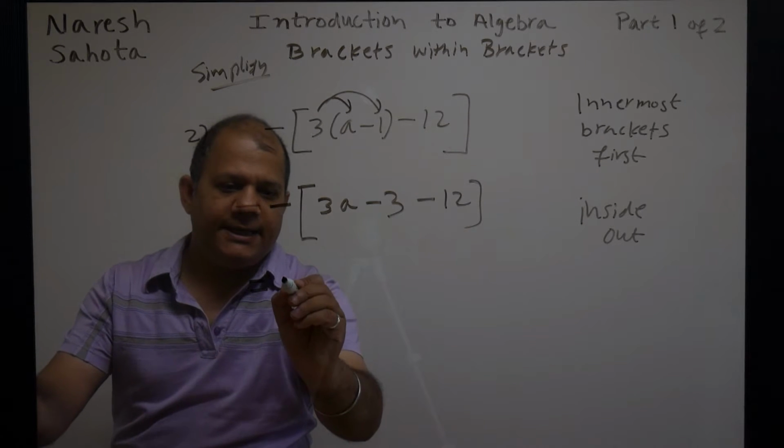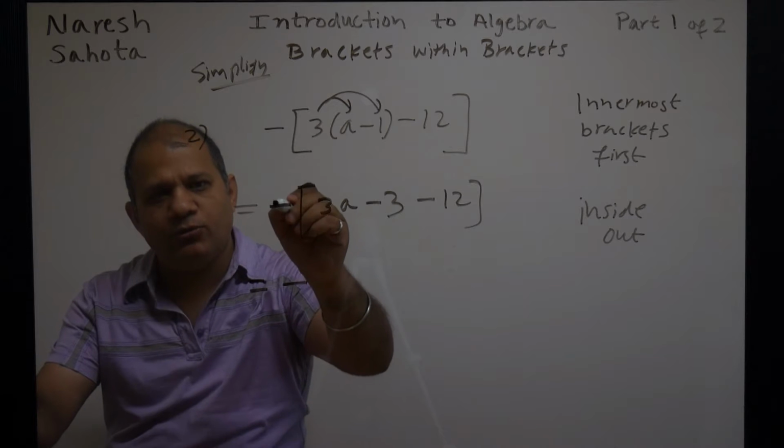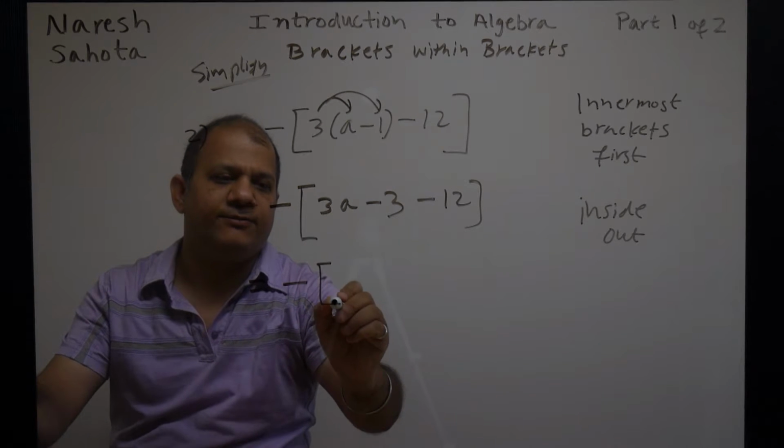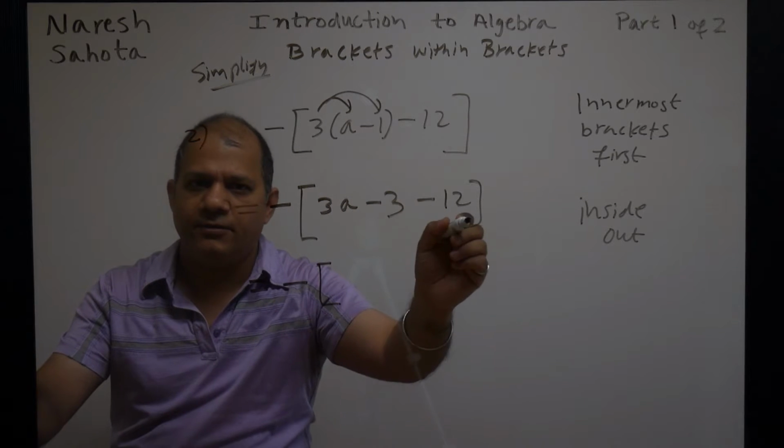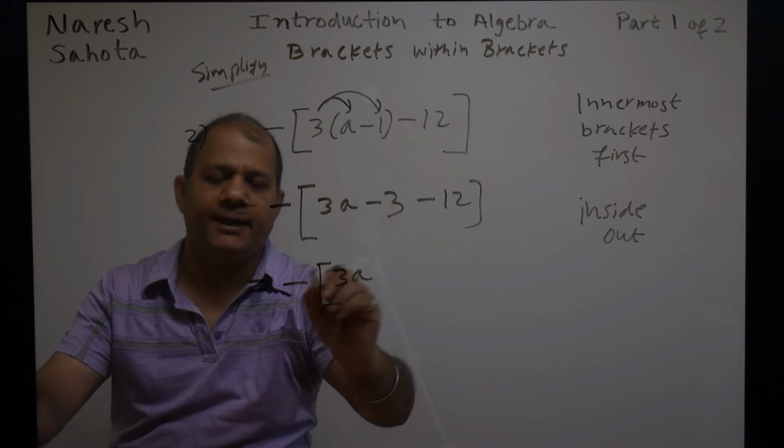Alright, so we still need the equal sign, we still need the negative, and now let's simplify what's inside the square bracket. Now 3a, there aren't any other a terms, so we copy 3a.